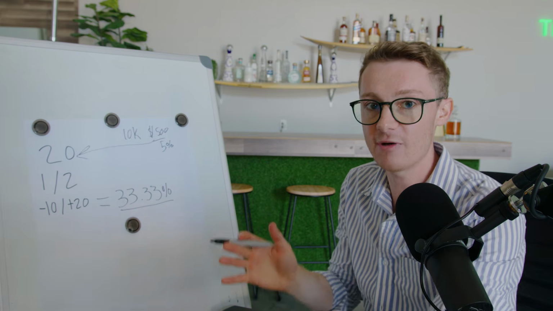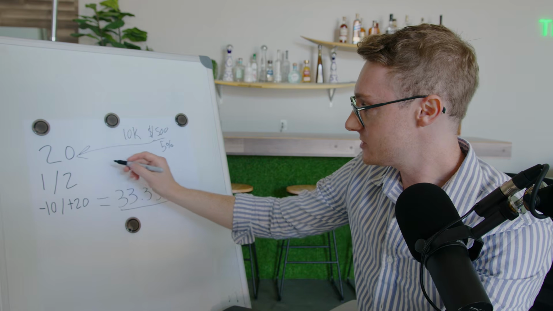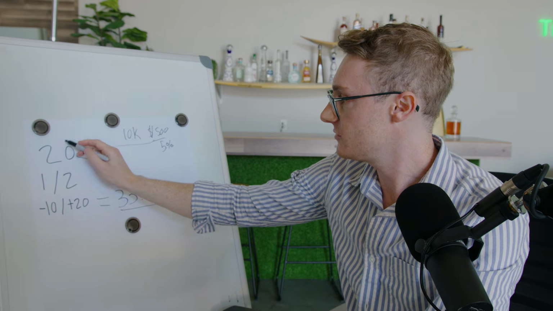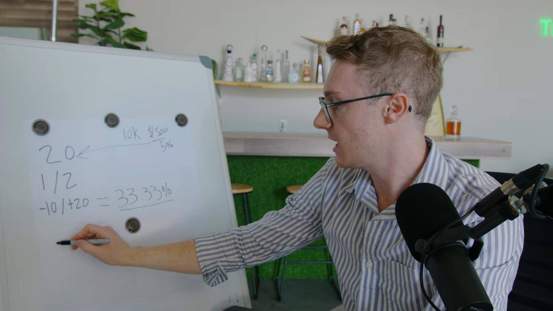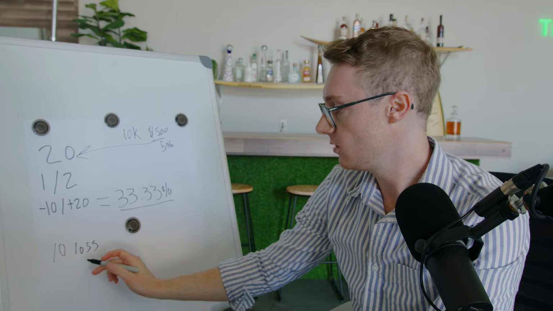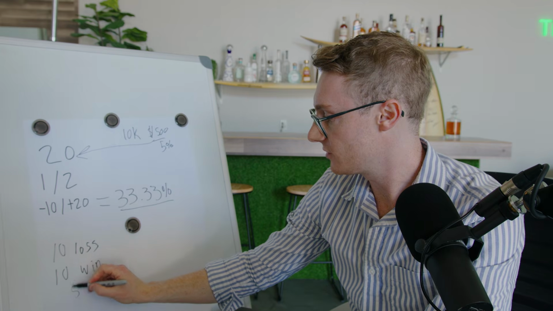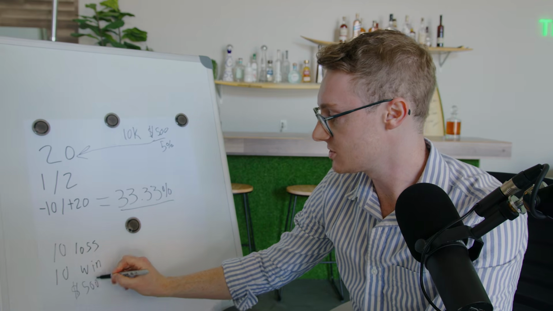Now, this is going to be a theoretical number because you're going to have to look at your data. And let's say we ended up winning 50% of our trades. So out of those 20, we lost 10. Okay, those are going to be our losses. And we won 10. Those are going to be our wins. Okay, and they're all going to have $500 behind them or whatever your position size is going to be.